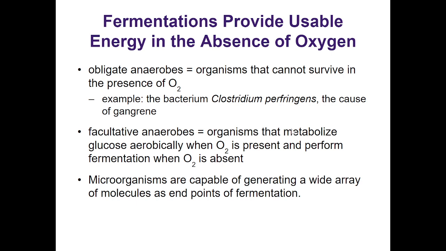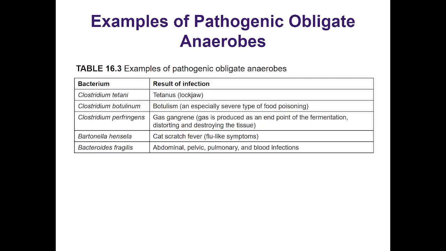Facultative anaerobes are going to be organisms that metabolize glucose aerobically when O2 is present and perform fermentation when O2 is absent. Basically, they can do both ways. They're a bit like us, but instead of doing the lactic acid pathway, they do the fermentation pathway. Microorganisms are capable of generating a wide array of molecules as endpoints of fermentation. These are some different examples of pathogenic obligate anaerobes.